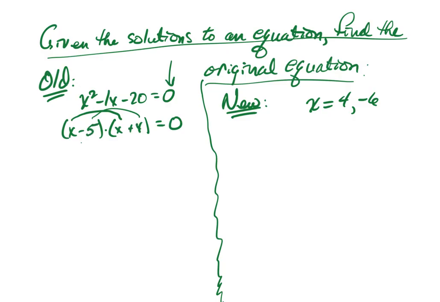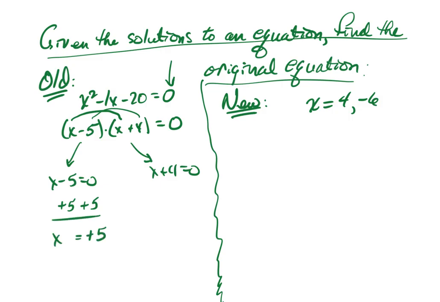Once we have the multiplication, then we set each of the factors equal to 0, creating two little equations from the one big, and then we just simply solve each of the little equations. So our solutions then would be positive 5, and then over here move plus 4 to the other side, negative 4. Okay, that's how we solve an equation.